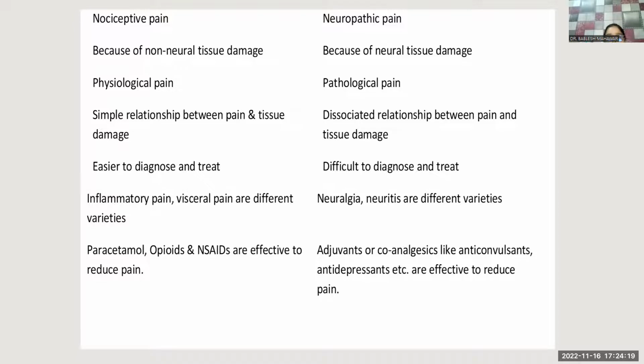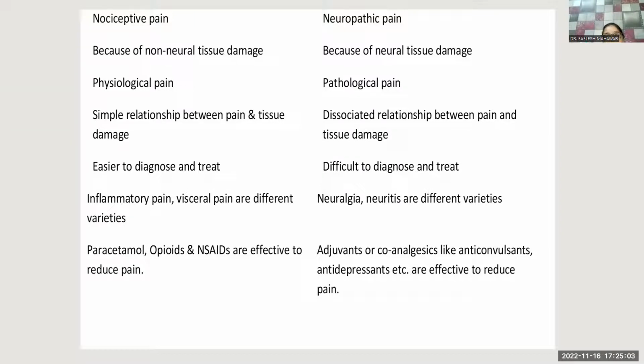So now nociceptive pain is there and neuropathic pain is there. Nociceptive pain is when there is non-neural tissue damage, and neuropathic pain is when there is neural tissue damage. In between these two is the nociplastic pain. When there is tissue damage, there is a nociceptive pain, either somatic or visceral. But when there is damage in the neural tissues, when the nerves that carry the signals are themselves getting damaged, then that pain is known as neuropathic pain.